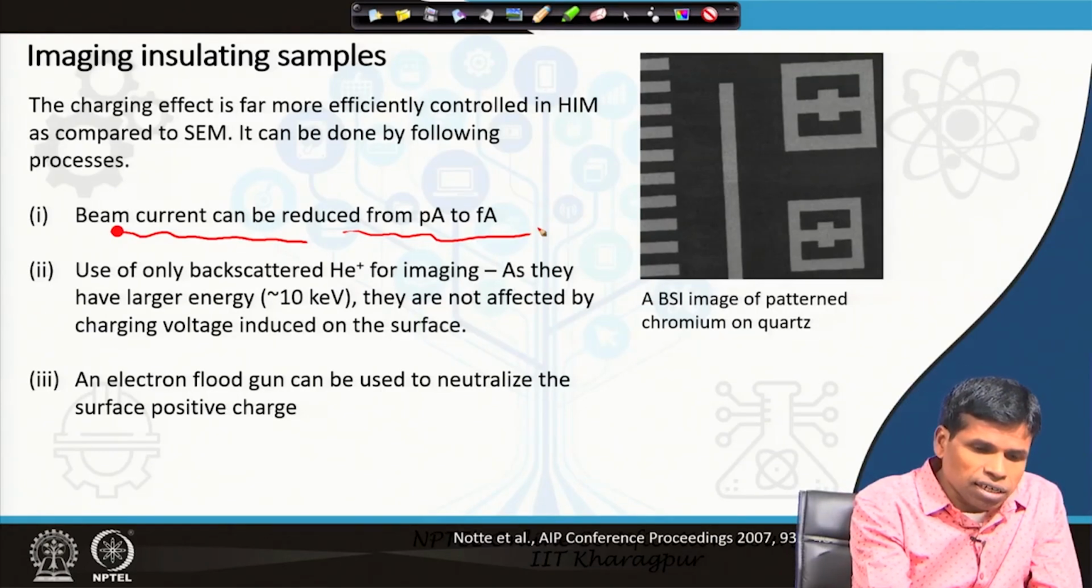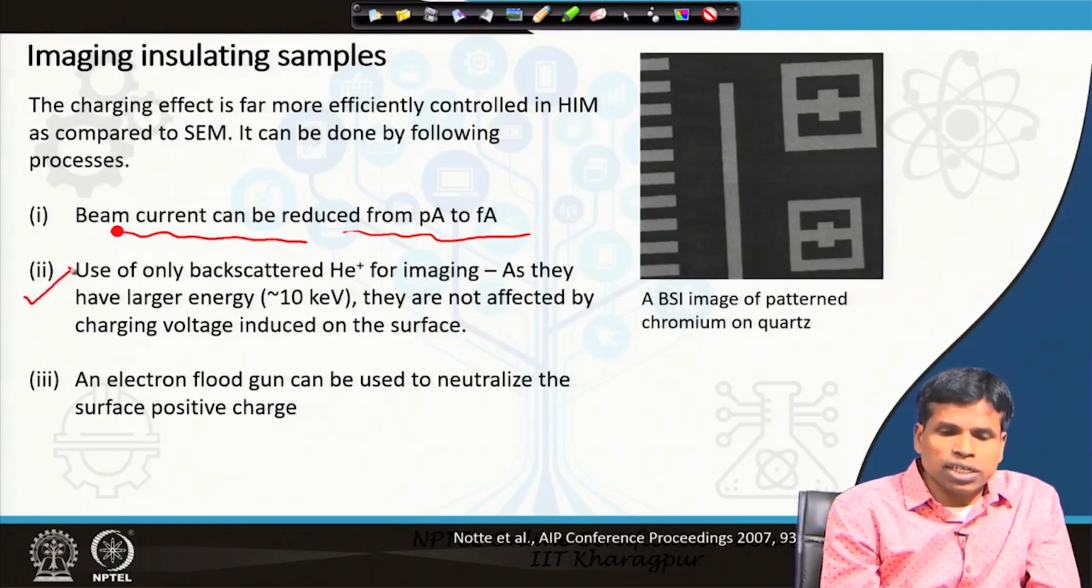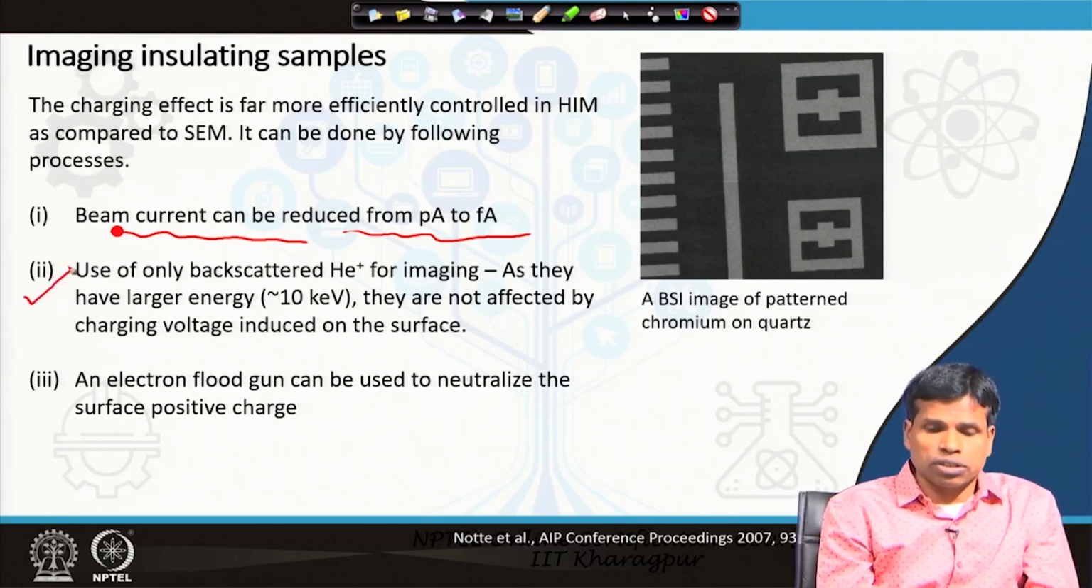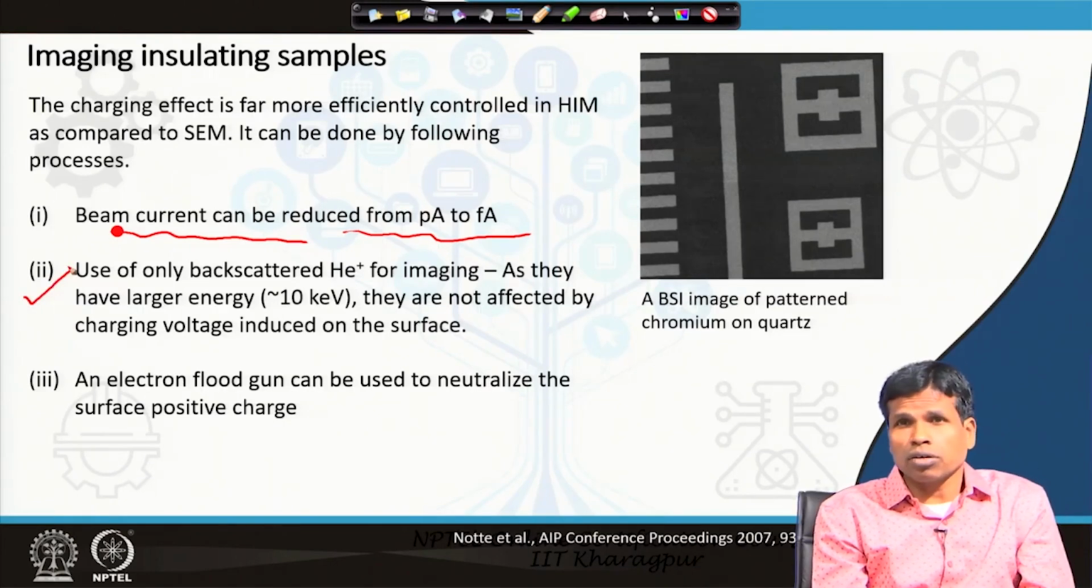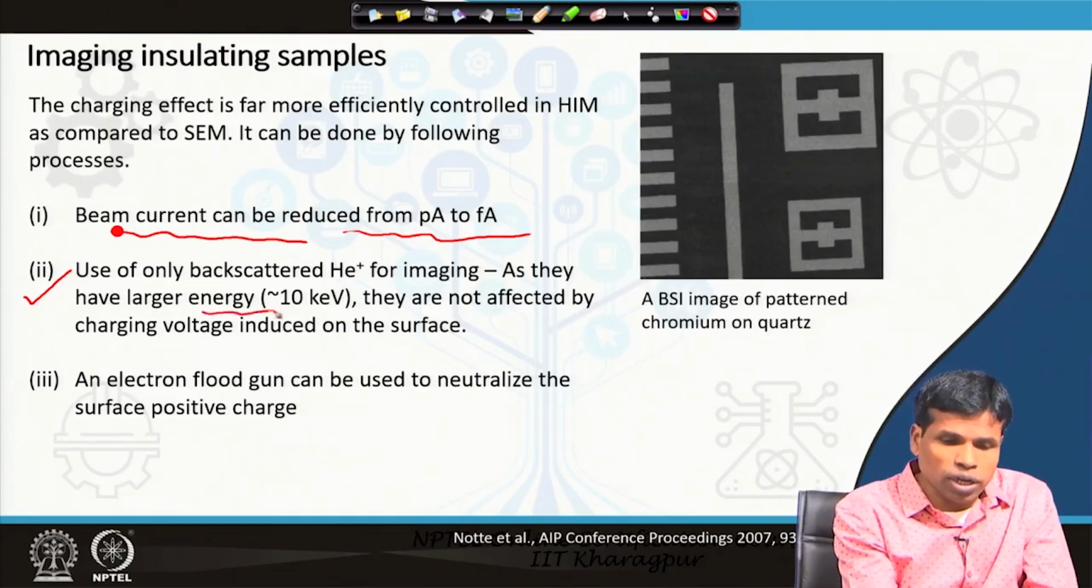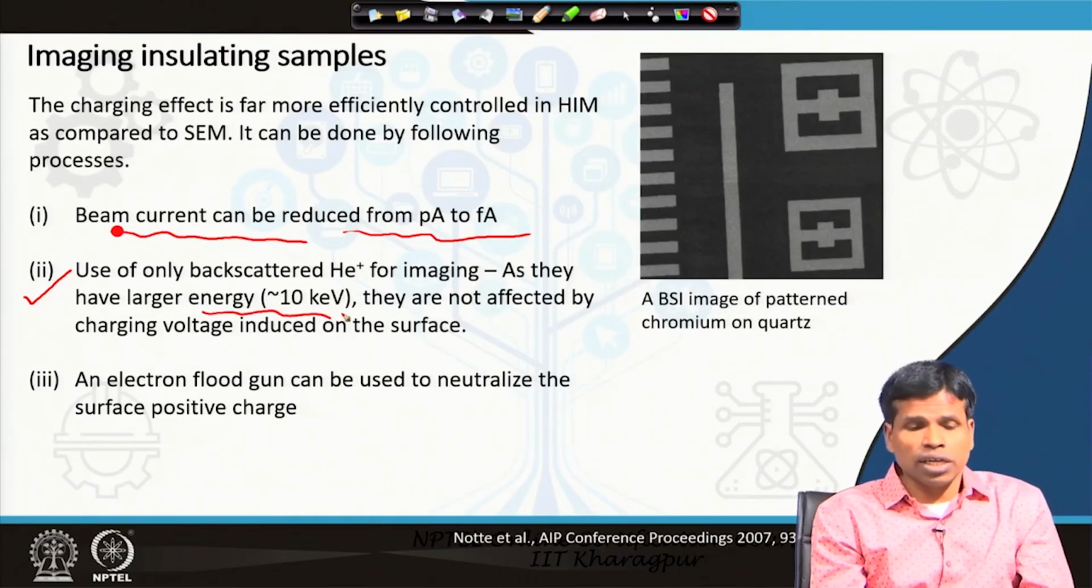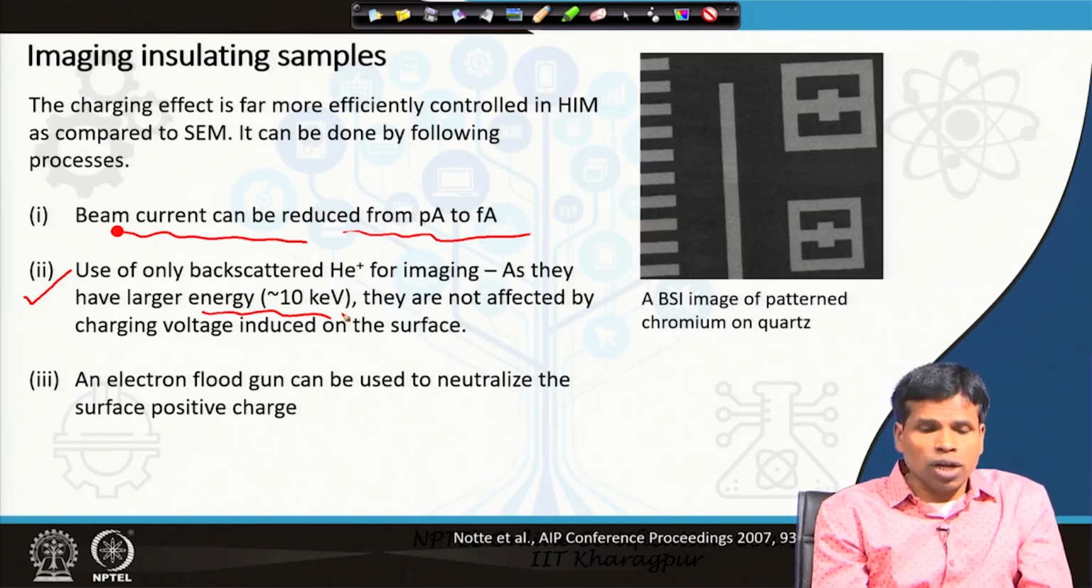The second possibility is the use of backscattered helium ions for imaging. Instead of using secondary electrons, we can use backscattered ions, and the backscattered ions have quite high energy, around 10 keV, and that high energy will not be affected by the charging that occurs on the surface of an insulating specimen.